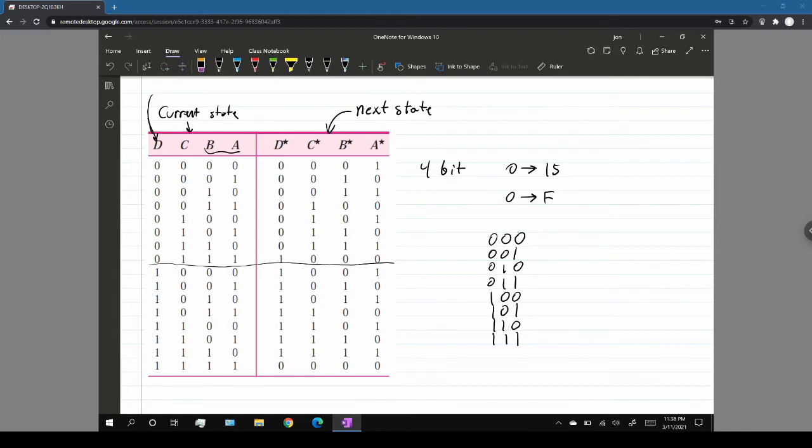But let's say that D is equal to 1. What I want this to do is count down rather than up. So how would that look? By the way, this section here is no longer relevant, so we can cross that out. And then I have to cross all of these out also.